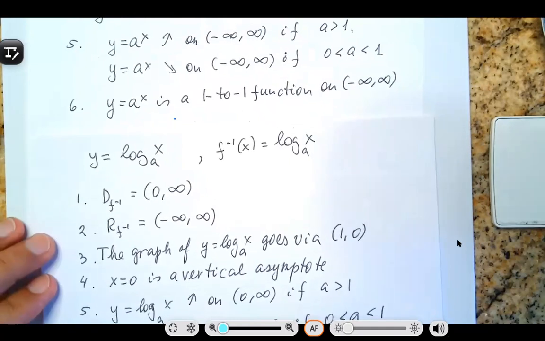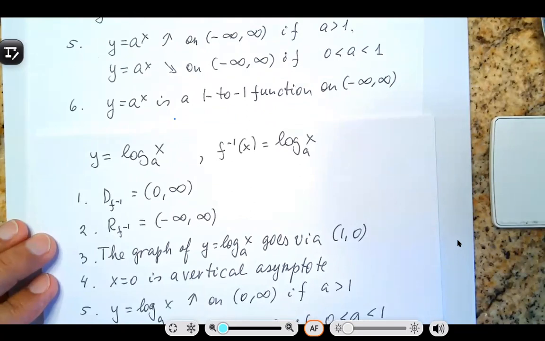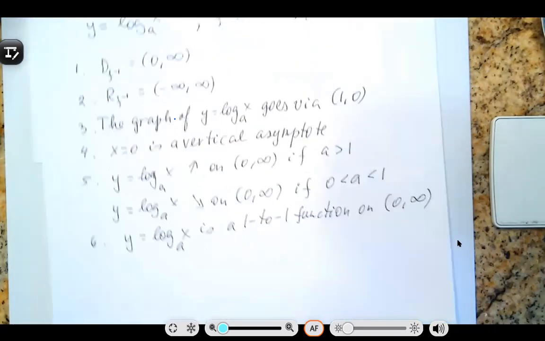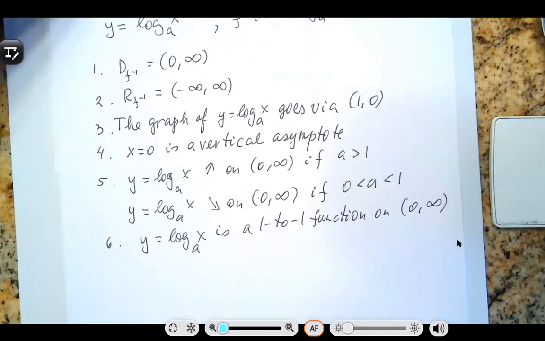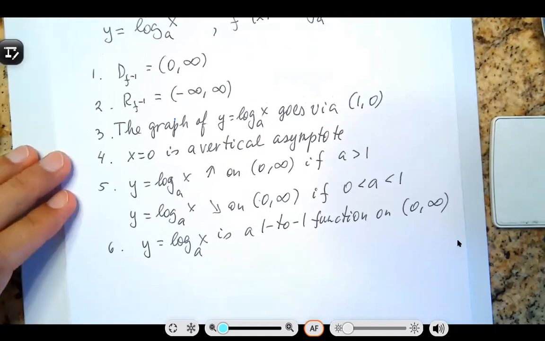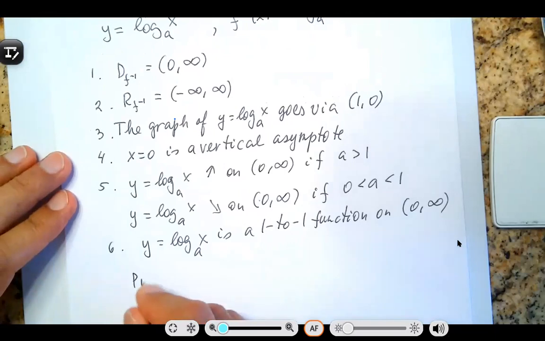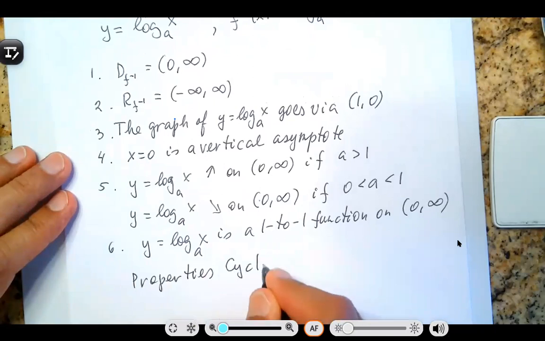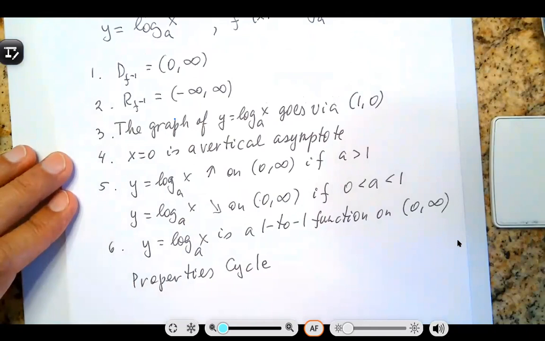And of course, number 6: y equals logarithm x base a is a 1-to-1 function on its domain. What's the domain? 0, infinity. Now we have the cycle properties. You remember we did all this. So let's write the properties. Cycle, or Back to the Future.